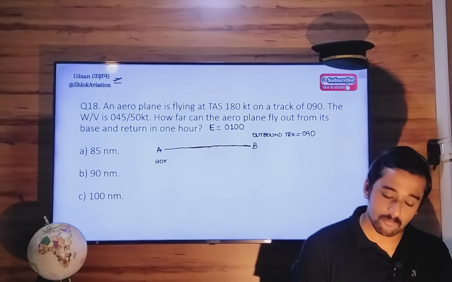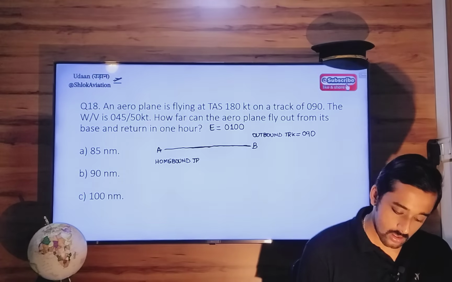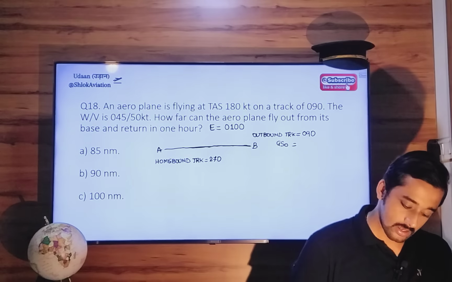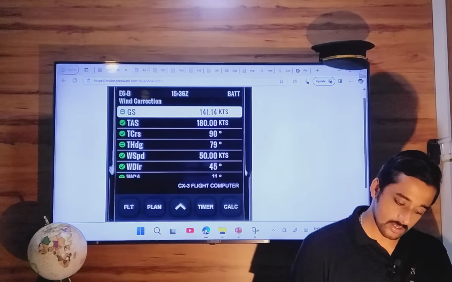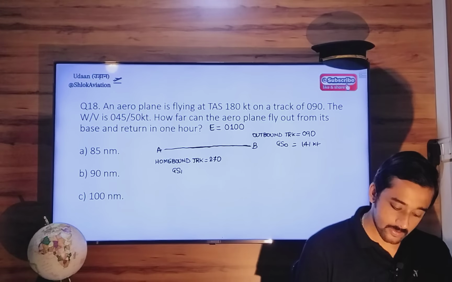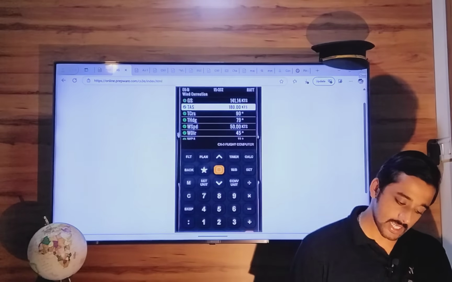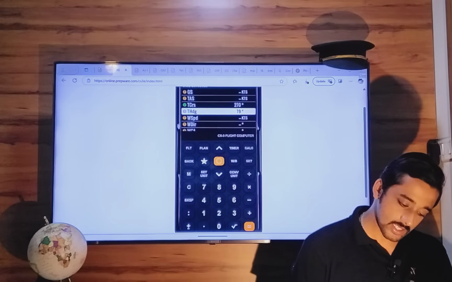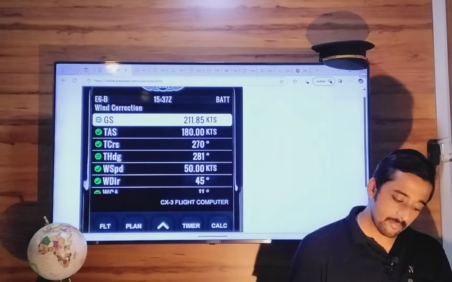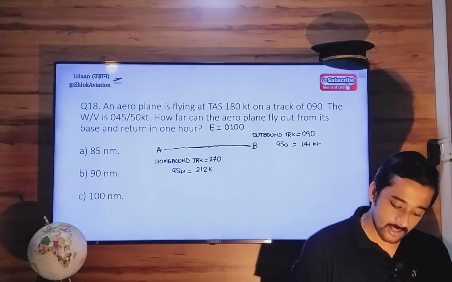Homebound track, coming back to departure, 270. Outbound ground speed, as we have found out, is 141 knots. Homebound ground speed will be what? So change the values. TAS remains the same. True course becomes 270. Wind velocities remain the same. So coming back, you will be flying at a speed of 212 knots.